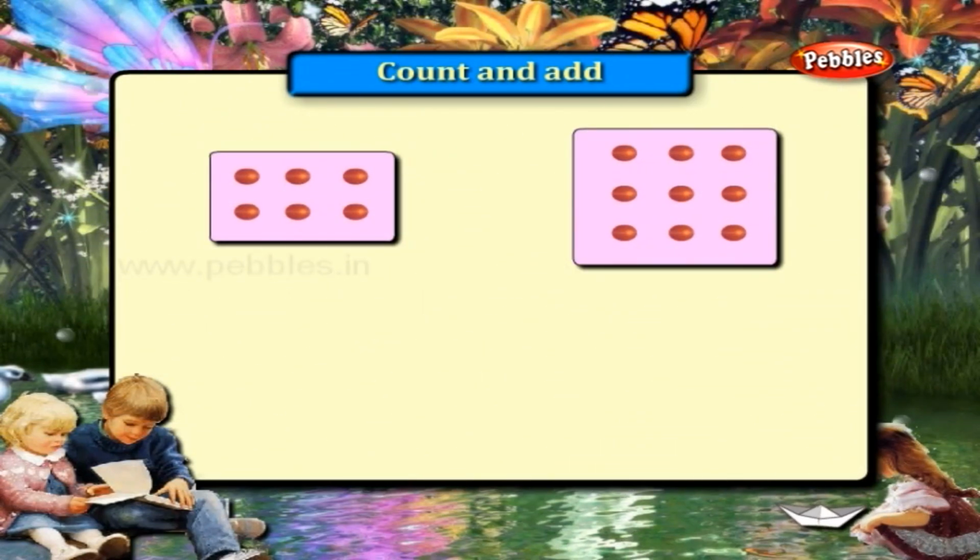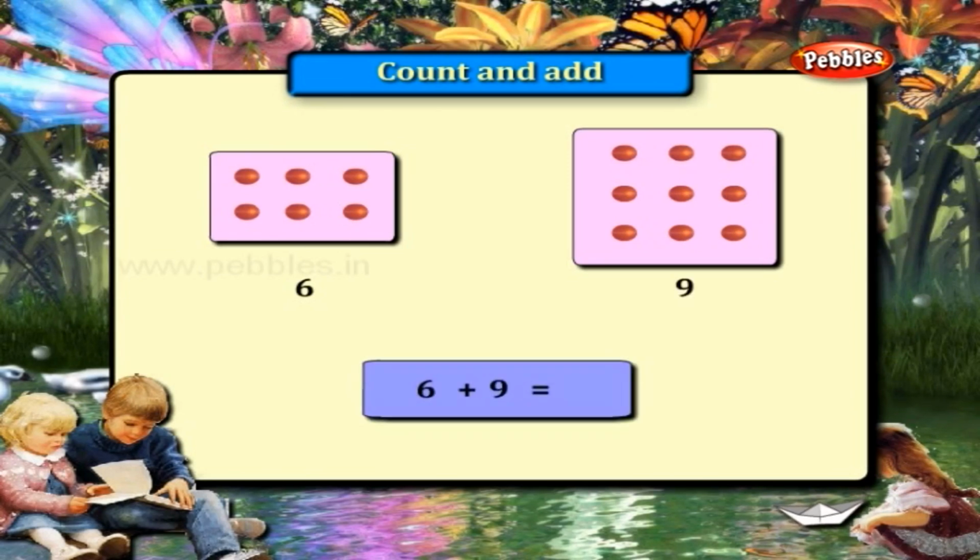Let's count the dots in this box. 1, 2, 3, 4, 5, 6. And in this box, 1, 2, 3, 4, 5, 6, 7, 8, 9. So 6 plus 9 is equal to 15.